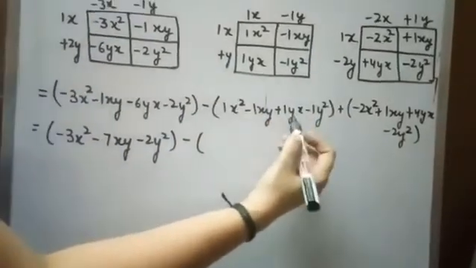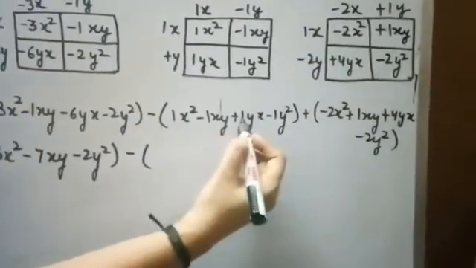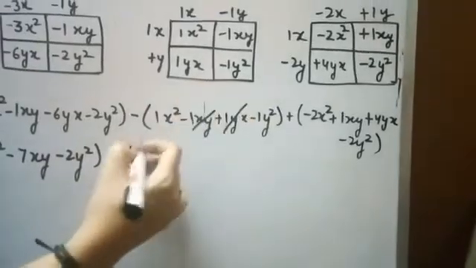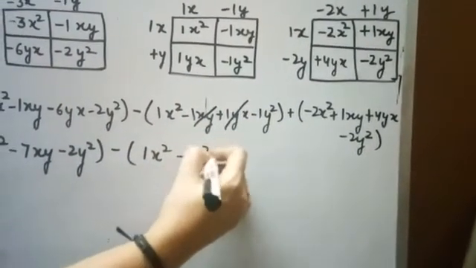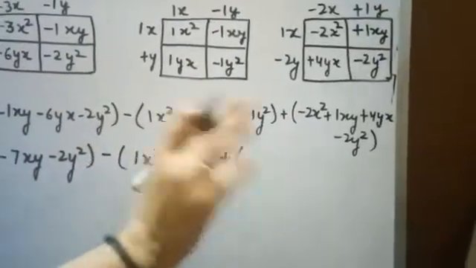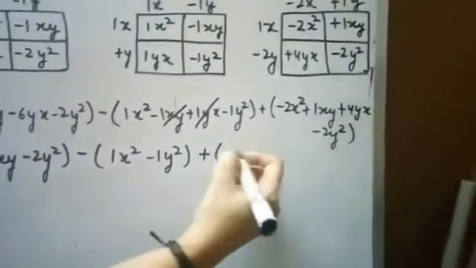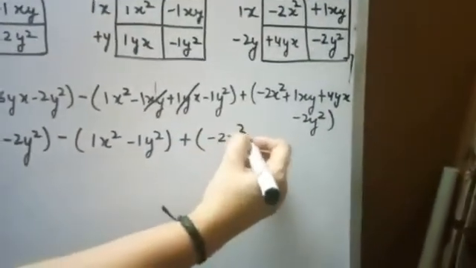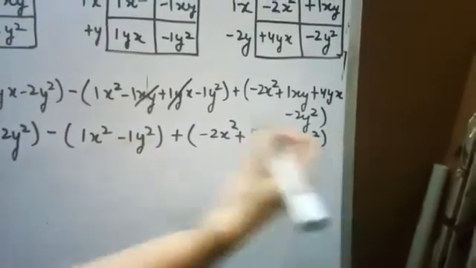Minus 1xy plus 1yx. These two are like terms. Minus 1 plus 1, 1 minus 1, 0. So I am going to cancel it. 1x square minus 1y square. If you want to write it as x square y square, you can write it. Now look again. Plus 1xy plus 4yx. Both are positive. Add them. Plus 5xy, minus 2y square.